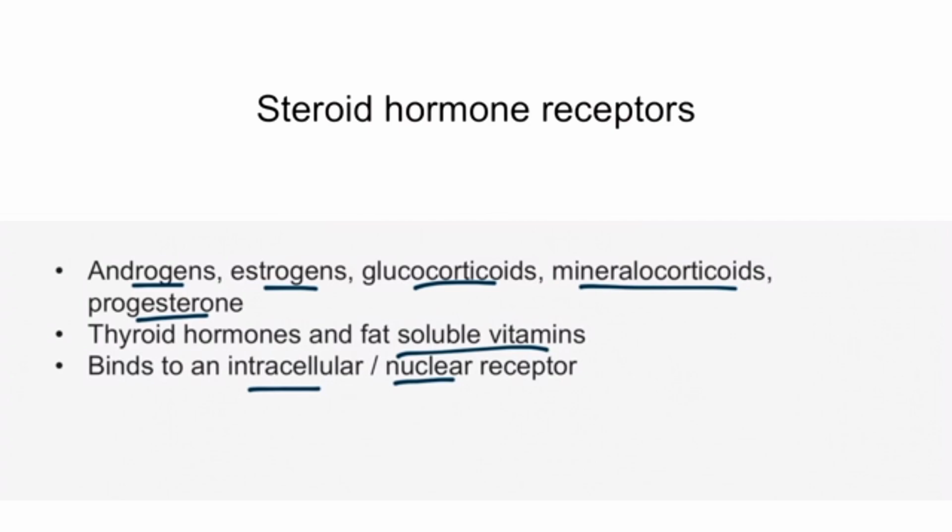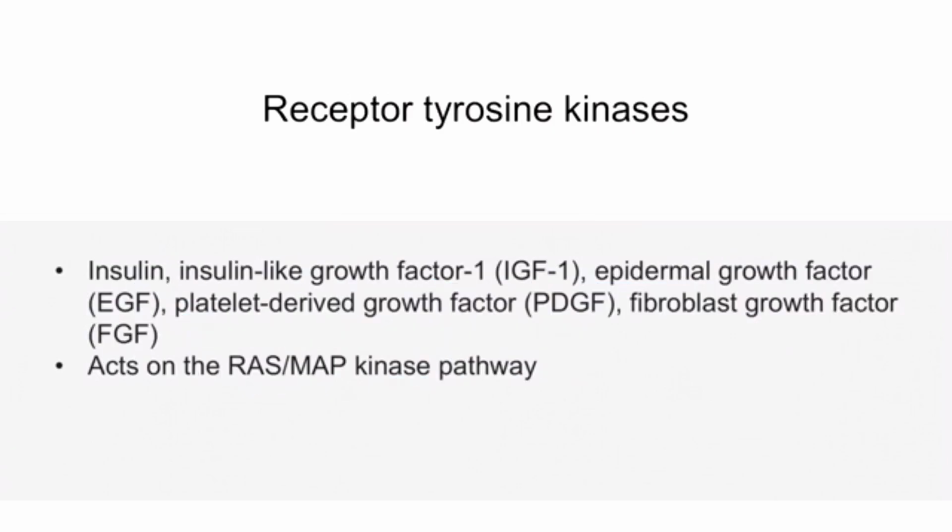Okay, let's move on to the receptor tyrosine kinases. Ligands that bind to receptor tyrosine kinases include insulin, insulin-like growth factor 1, epidermal growth factor, platelet-derived growth factor, and fibroblast growth factor. For step 1, you need to know that ligands that bind to receptor tyrosine kinases ultimately regulate the RAS-MAP kinase pathway. Let's pull up a figure so you can see what this looks like.